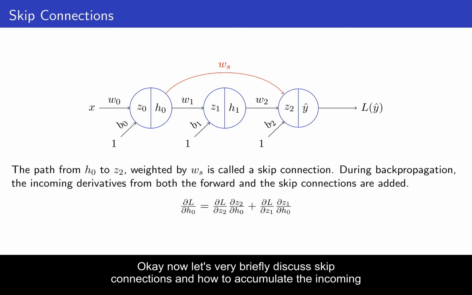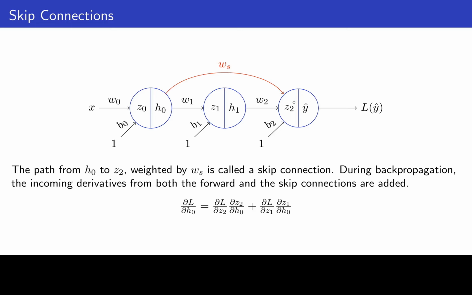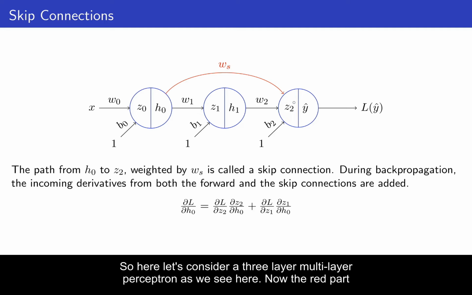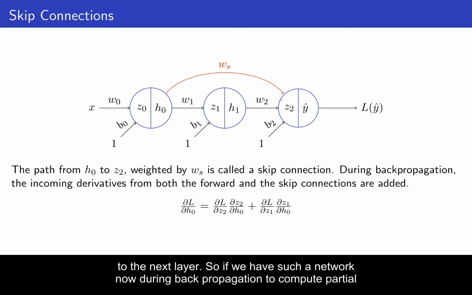Okay, now let's very briefly discuss skip connections and how to accumulate the incoming derivatives if we have skip connections in addition to the forward connection. So here let's consider a 3-layer multi-layer perceptron as we see here. Now the red path connecting H0 to Z2 is called a skip connection, and this is because it skips over to the next layer.